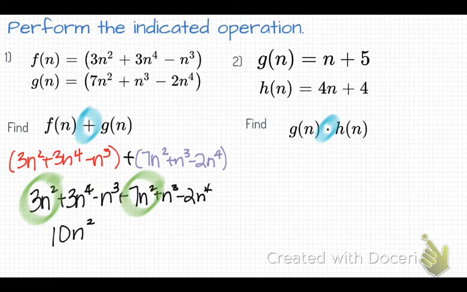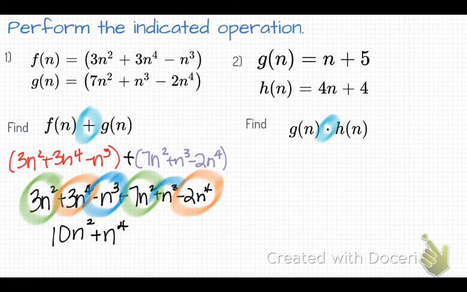Okay, what about 3n to the 4th? Does that have a like term? Yes. Negative 2n to the 4th. So what is 3n to the 4th minus 2n to the 4th? 1n to the 4th, and it's positive, so I'm just going to write a plus. Finally, I have negative n cubed and positive n cubed. So what happens there? 0. They cancel each other out. They equal 0 when I combine them. So I'm left with 10n squared plus n to the 4th.